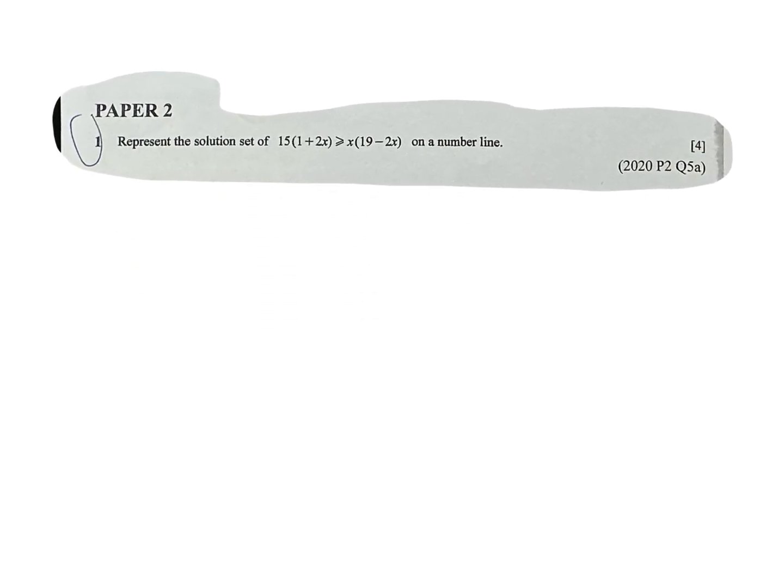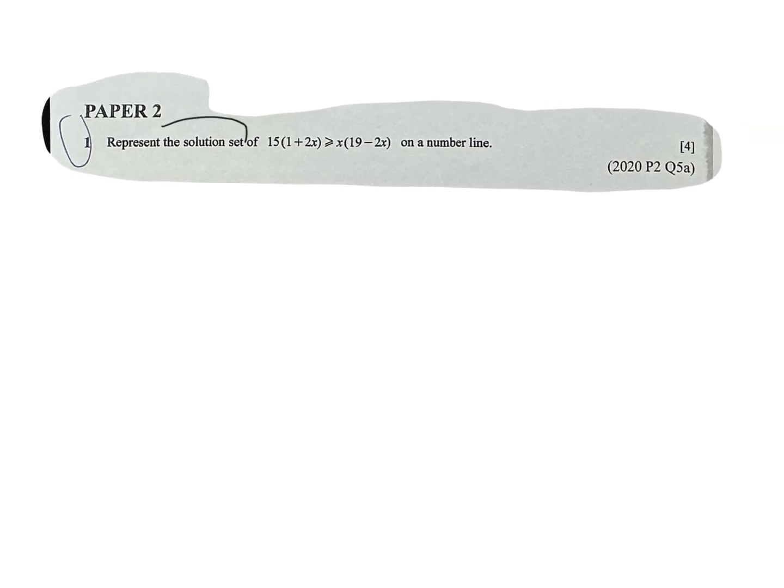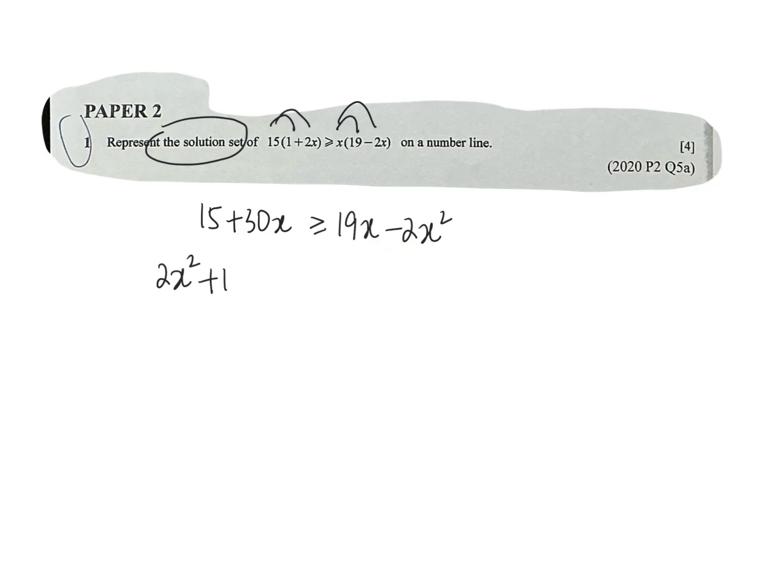Okay, last one. This one's simple. They say represent the solution set. Remember, it's the solution set on the number line. So first thing first, let's solve the inequality first. Then you realize that what is staring at you is a quadratic equation. Okay, bring the 19x over. Everything bring to this side. So you get this.